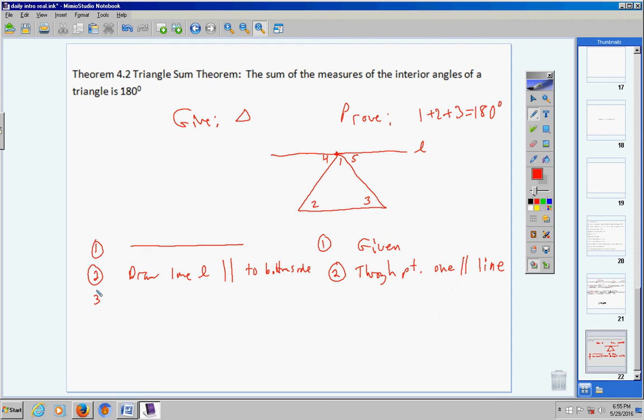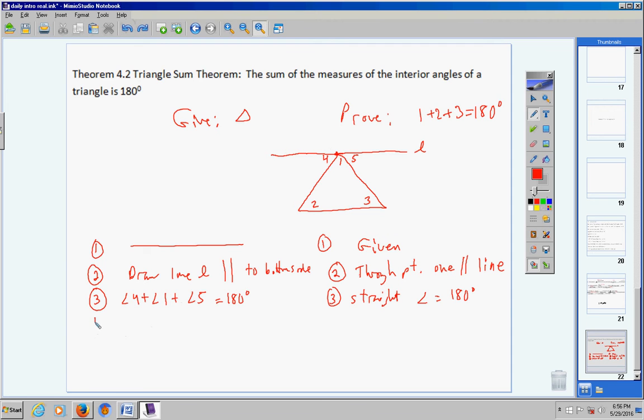Number 3. Now watch this. We can say angle 4 plus angle 1 plus angle 5 equals how much? 180. What's our reason? We've learned that a straight angle equals 180 degrees. We have a straight angle right here.